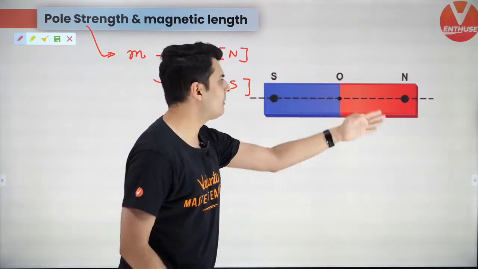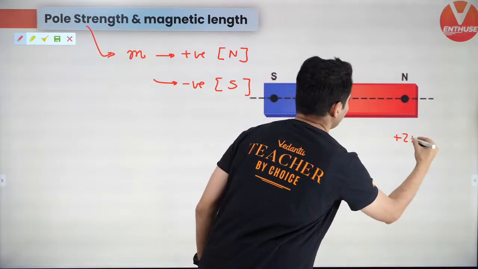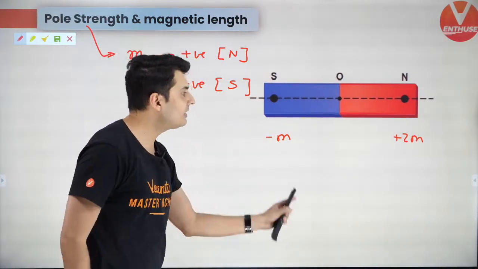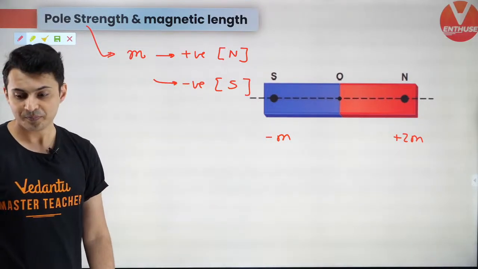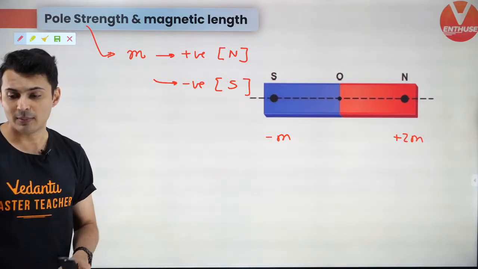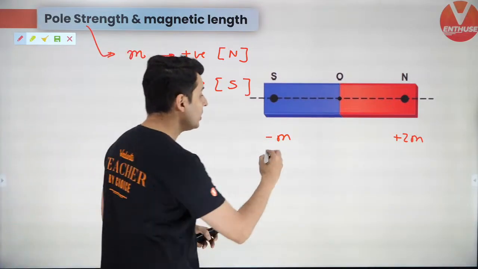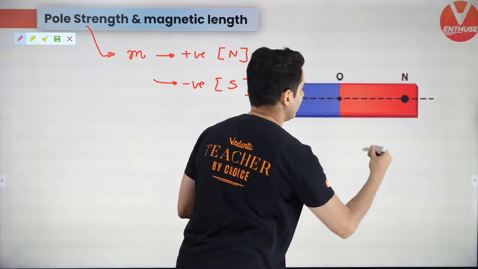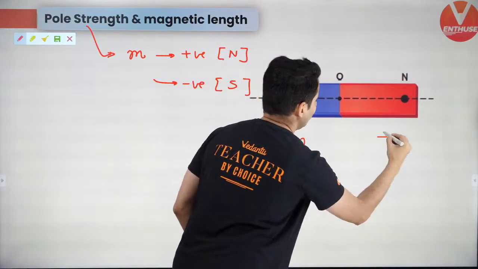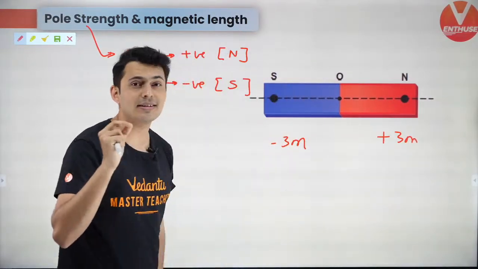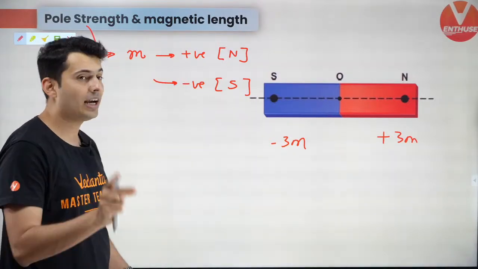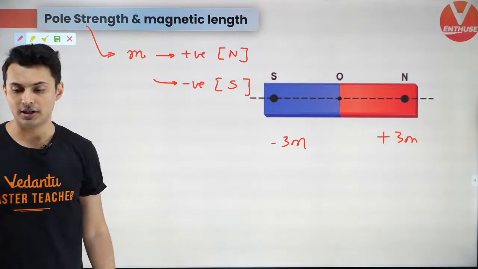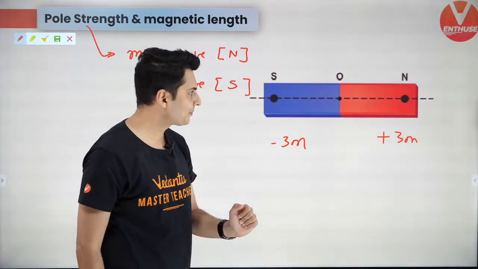So can it happen that in a magnet, one pole strength is plus 2m, another is minus m? That's never going to happen. They always will be in equal amounts. That's very, very important. So if this is plus 2m, this has to be minus 2m. Or if that one is minus 3m, then this has to be plus 3m. That's why it's called a dipole. Remember that. Dipole means equal strength but opposite signs. Very, very important. I hope this is clear.